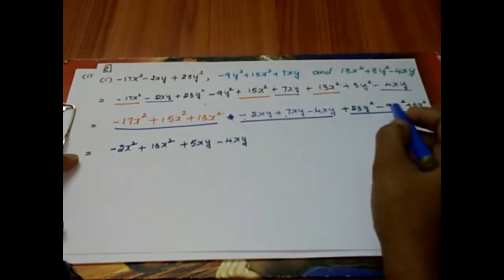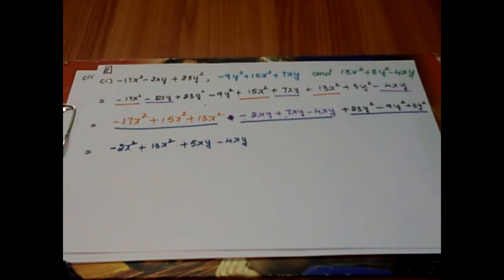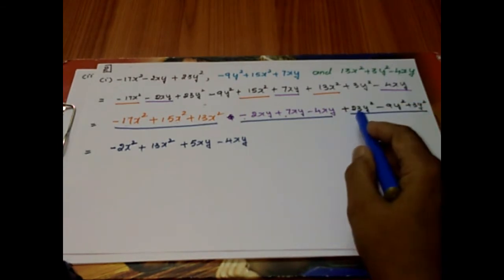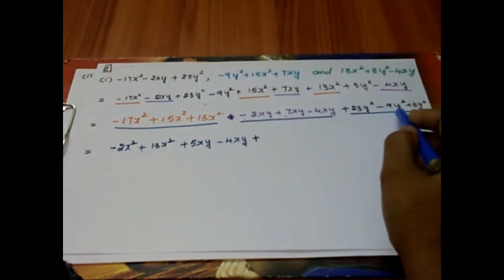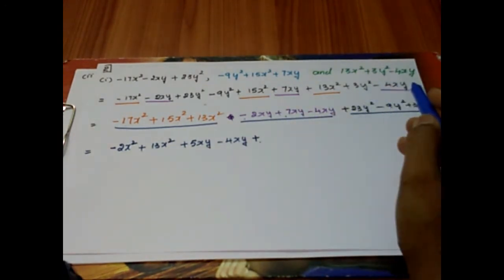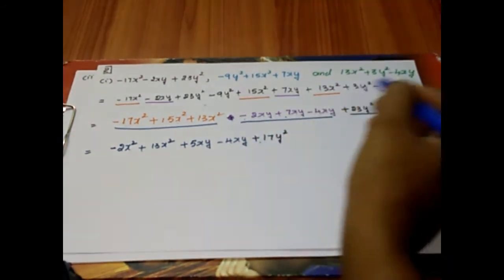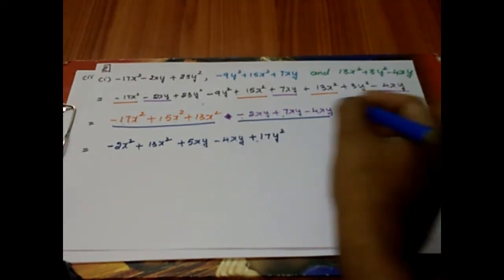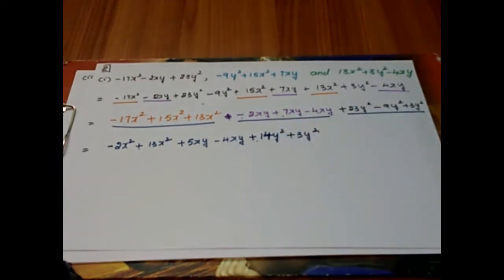Again, 1 plus, 1 minus. Subtract 23 minus 9. As soon as you subtract, you have to observe the greater number's sign. So here the greater number is 23, so your solution will carry the plus sign itself. Now what is the difference between 23 and 9? I hope you can subtract. Do it fast. It is 14y square plus 3y square.